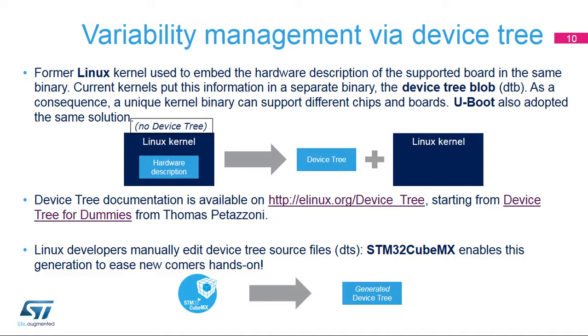For instance, all microprocessors implementing ARMv7 architecture are supported with a unique Linux kernel configuration that is called multi_v7_defconfig. U-Boot adopted the same device tree concept, and ARM follows the same trend in TF-A. So STMicroelectronics widely uses the device tree for all platform configuration data, including DDR configuration. Linux developers are manually editing the device tree.